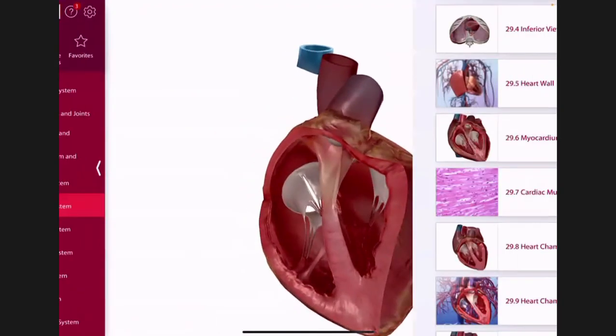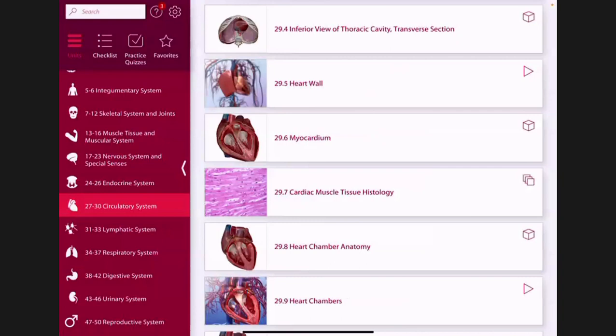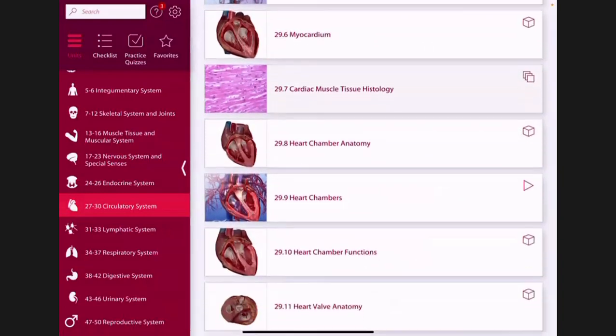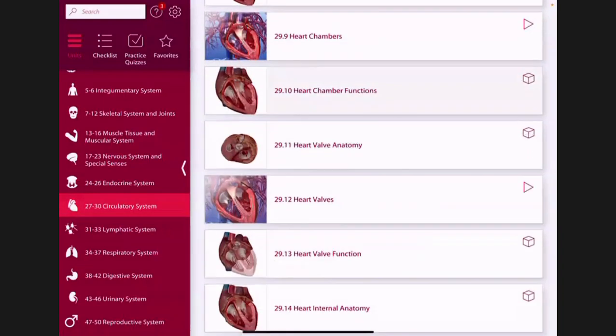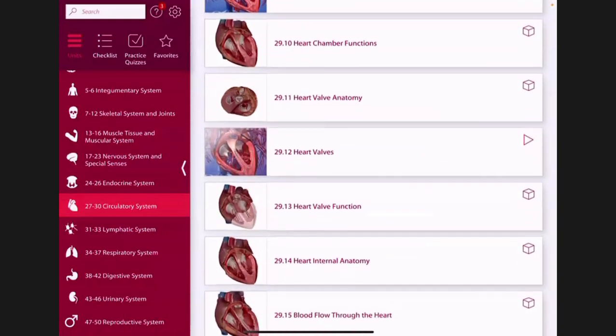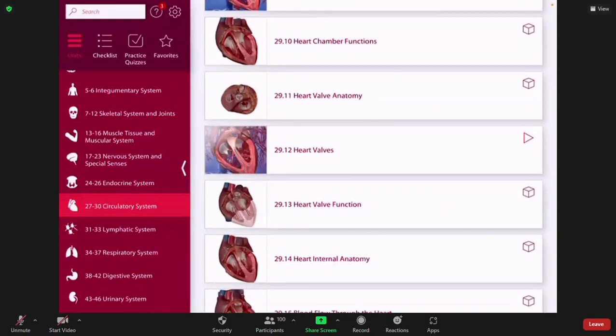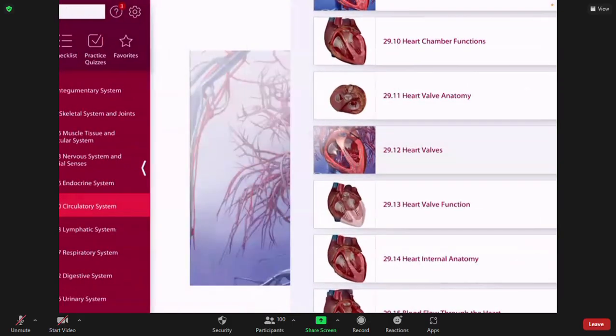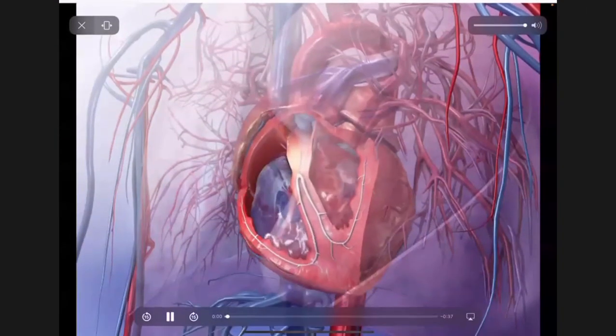Is it clear to everyone? Yes, sir. Okay. Now about opening and closure of the valve, just see how they are closing and opening. I'll show you one video over here.